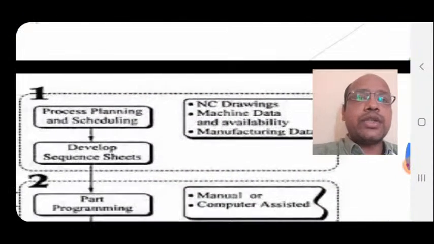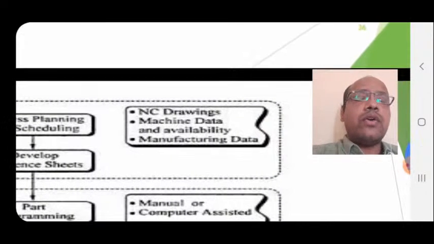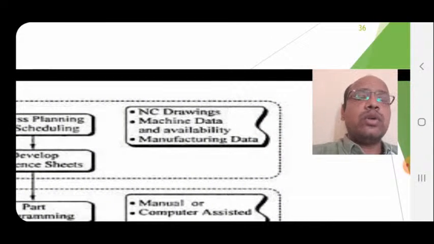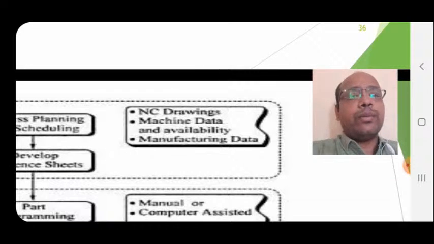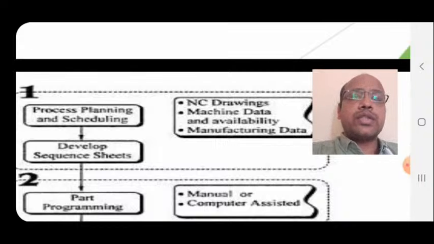Process planning and scheduling consists of NC drawings. A numerically controlled machine requires drawings of components. It requires machine data and availability of the machine. Then it requires manufacturing data, such as parameter sets, feed rate, different coordinates, speed, which is required for manufacturing operations, electricity, etc. So a lot of data is required in manufacturing, and that is there in process planning and scheduling.